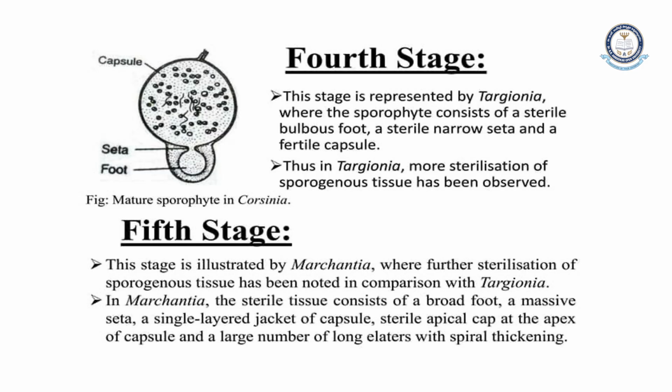Coming to the fifth stage. This stage is illustrated by Marchantia, where further sterilization of sporogenous tissue has been noted in comparison with Targonia. In Marchantia, the sterile tissue consists of a broad foot-like structure, a massive seta, and a single layer of jacket of the capsule. Here, a sterile apical cap at the apex of the capsule and a large number of long elaters with spiral thickenings are present.